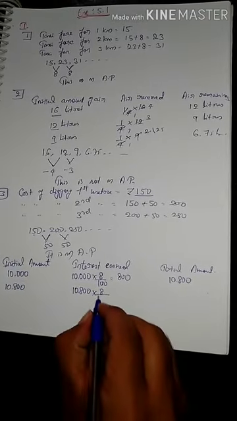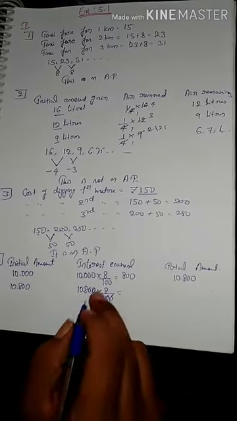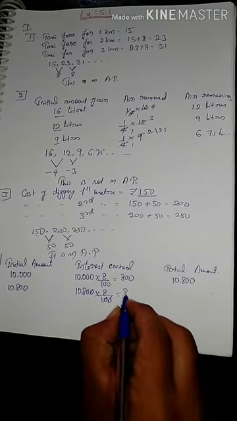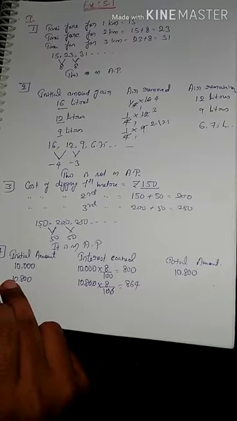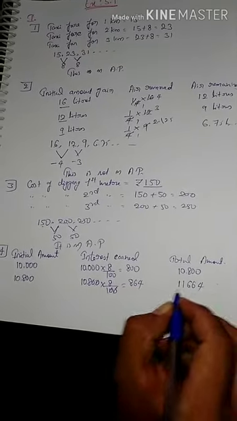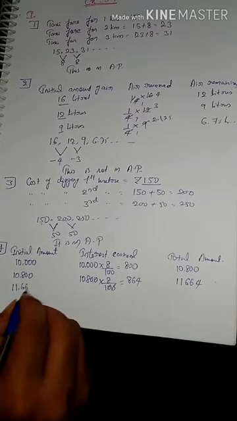10,800 into 8 by 100 is equal to, so the zeros get cancelled. 108 into 8 is 864. So 10,800 plus 864 is 11,664, and the 11,664 now is the initial amount.